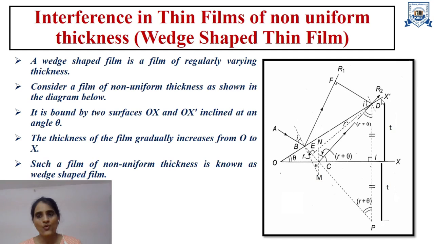So two planes OX dash and OX are inclined and meet at a point O, and wherever they meet at point O, they make an angle theta. Such type of film we call a film of non-uniform thickness, because the thickness in the whole region of this film is not uniform. It is going on varying from the point of contact towards the outer side. So this we call a wedge shaped film.